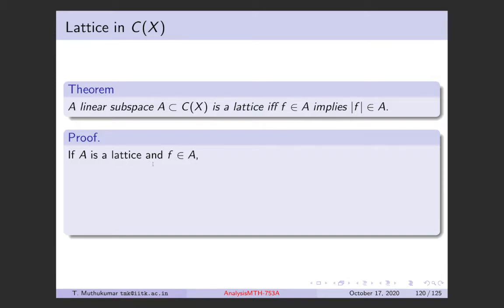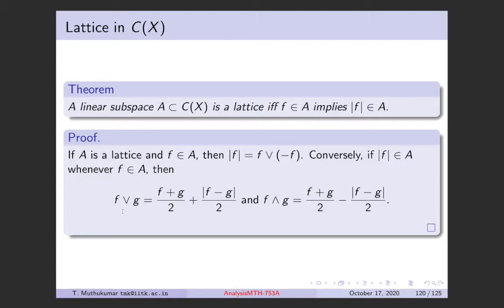So if A is a lattice and if f belongs to A, we need to show that mod f belongs to A. But mod f is precisely the maximum of f and minus f, right? Mod f can be written like that, and the maximum of two functions from A is in A by the lattice property. So mod f is in A. Conversely, if mod f belongs to A whenever f belongs to A, we assume this condition and need to show that A is a lattice. So we need to show maximum and minimum belong to A.